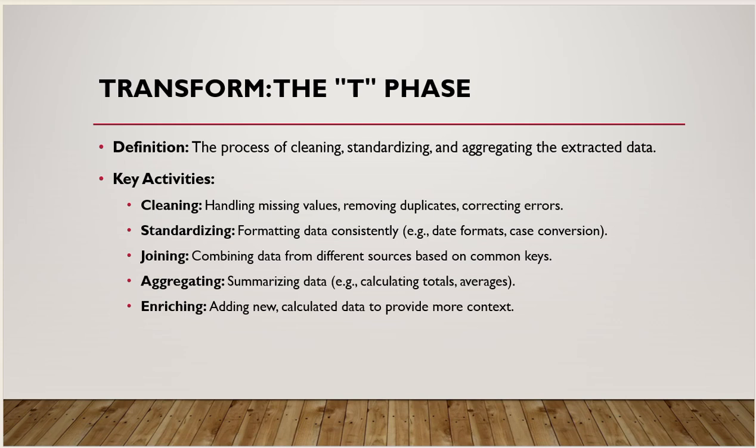So let's talk about aggregating. Summarizing the data, calculating the total and the average. I already told you these things. So aggregating is to do that analysis or mathematical logic. And enrichment, adding new calculated data to provide more context, or adding new fields or new columns on the basis of the data that we require. So those are the things we do in the transform phase.